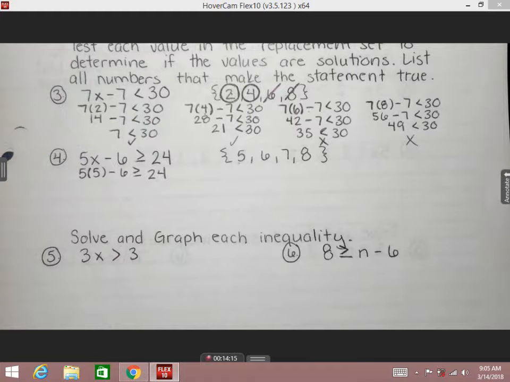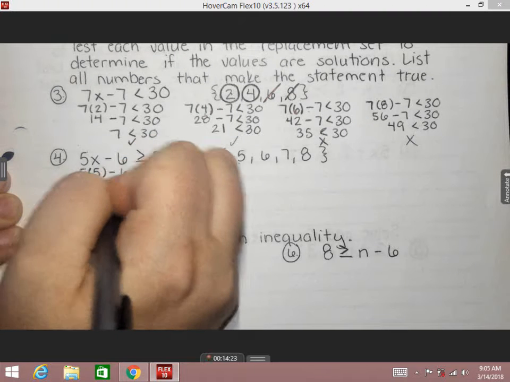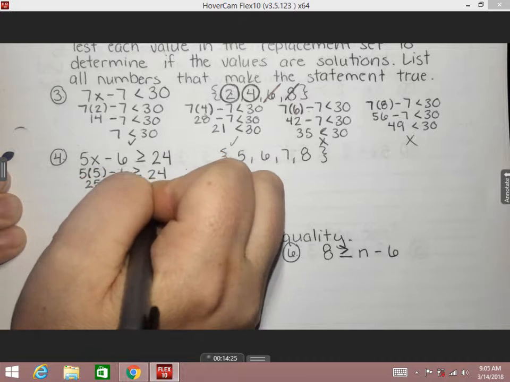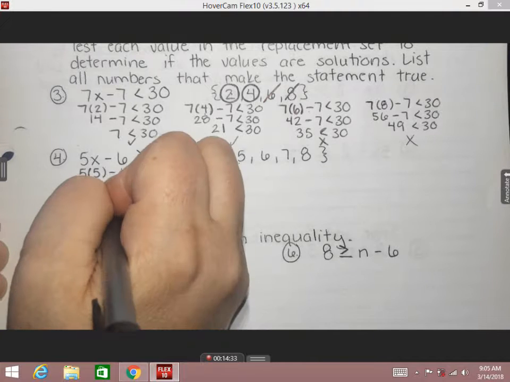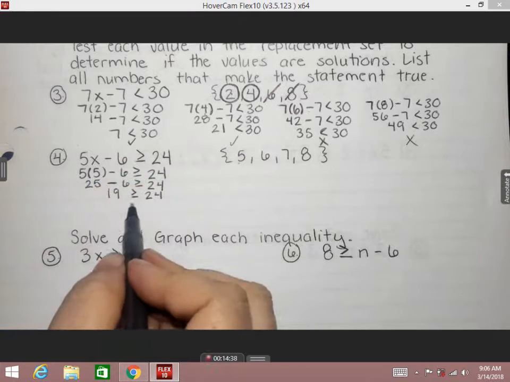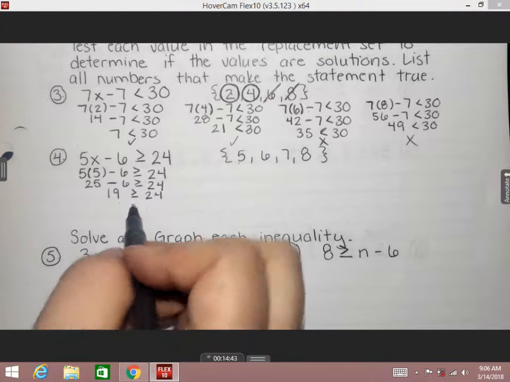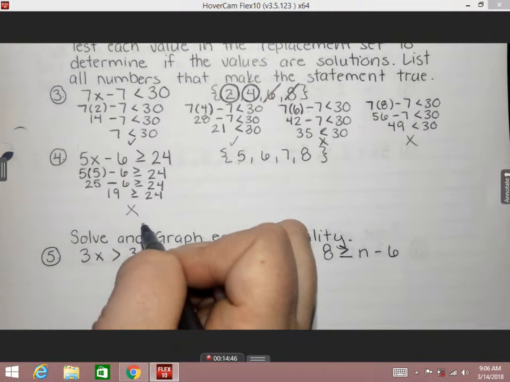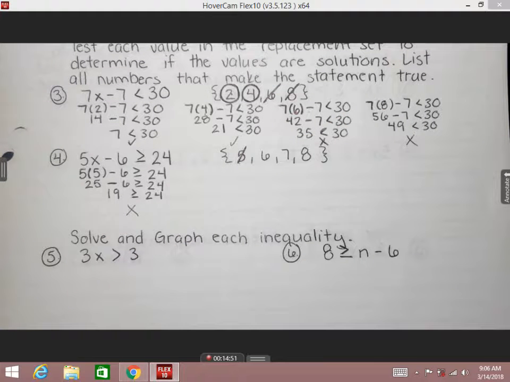What do I need to do next, Maya? Careful. Perfect, which is 25. And then we have minus 6 greater than or equal to 24. Right. 25 minus 6, what does that give us, Caleb? 19. Is 19 greater than or equal to 24? Is the alligator eating the big number? No. So is 5 an answer? No, so we're going to mark it out. We can't use 5. All right, now what?